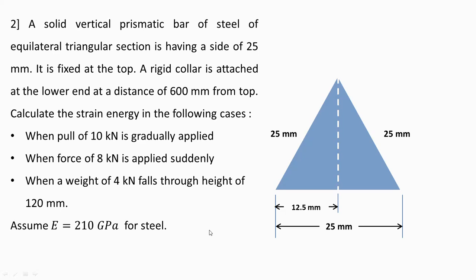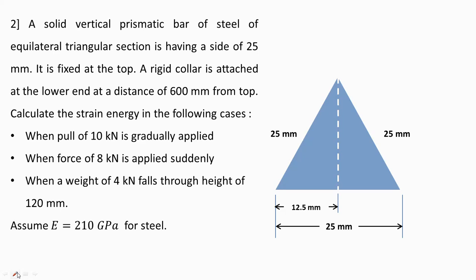A solid vertical prismatic bar of steel of equilateral triangular section is having side of 25 mm. It is fixed at the top. A rigid collar is attached at the lower end at a distance of 600 mm from the top.